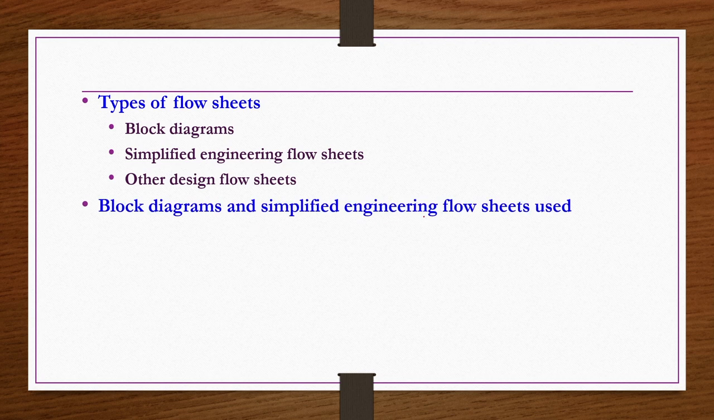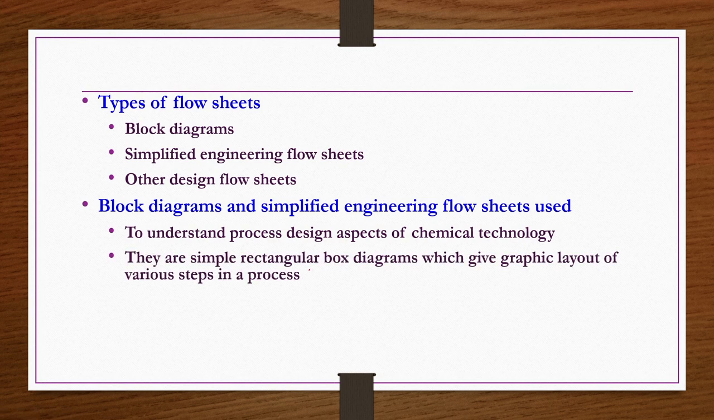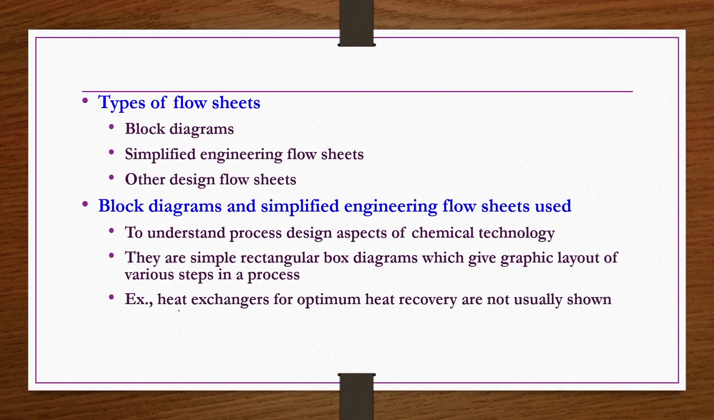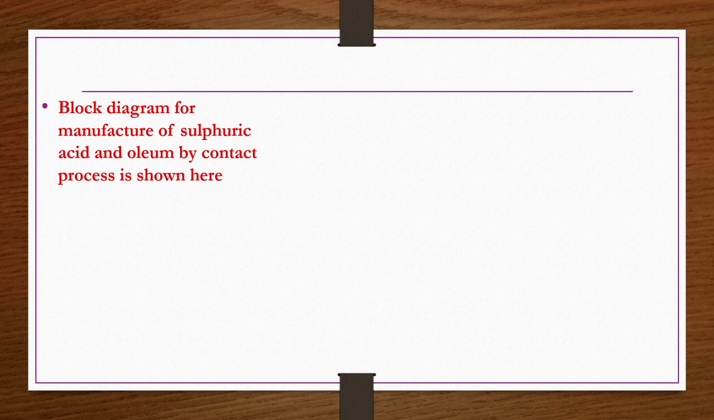Block diagrams and simplified engineering flow sheets are used to understand process design aspects of chemical technology, and they are simple rectangular box diagrams which make a graphic layout of various steps in a process. Okay. For example, heat exchangers for optimum heat recovery are not usually shown. An arrow points out the start of the process and the products are underlined. Let us say, if we put it in pictorial form, it will be easy to understand. If you wanted to show a flow sheet as a block diagram, how does it look?